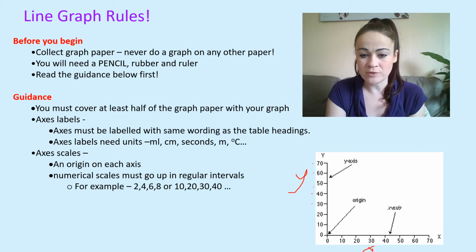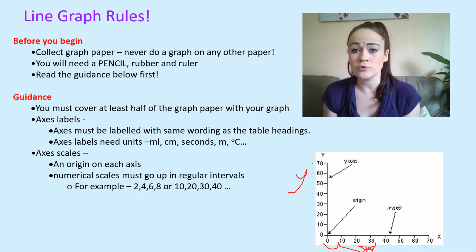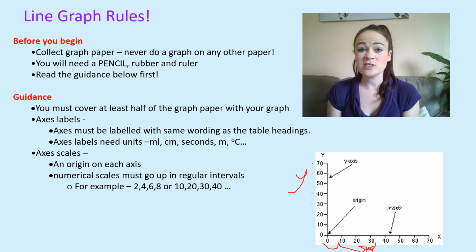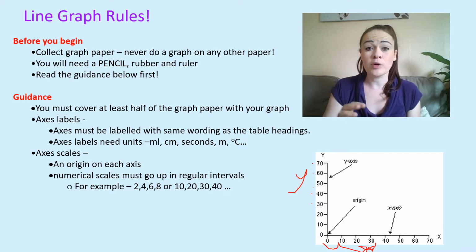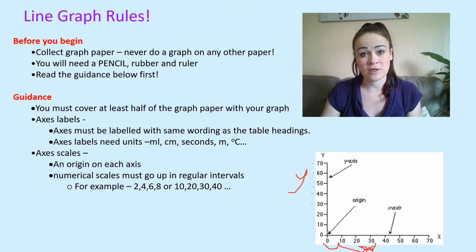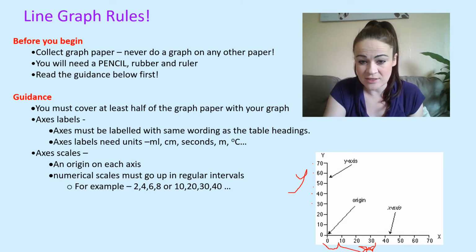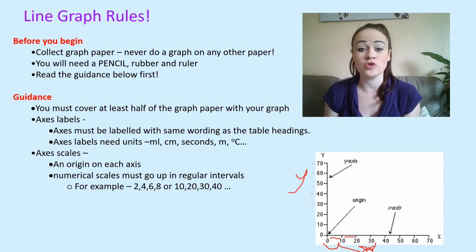So if you look at the bottom, it's going up in 10. So 0, 10, 20, 30. It can't go 0, 5, 15, 45. It needs to go up in a regular interval. So that could be going up in 2s, 4s. You could even go up in 13s. But the point is you've actually got to go up in 13 every single time. Okay? So the same distance. So here is the same distance to there, and it indicates the same number of units.